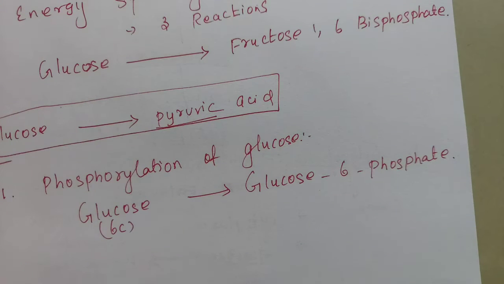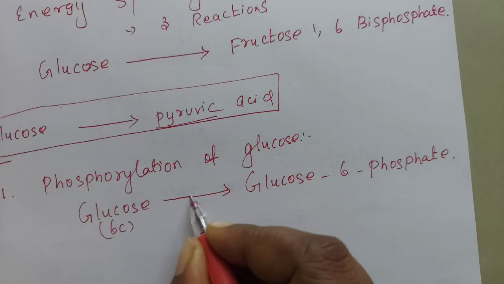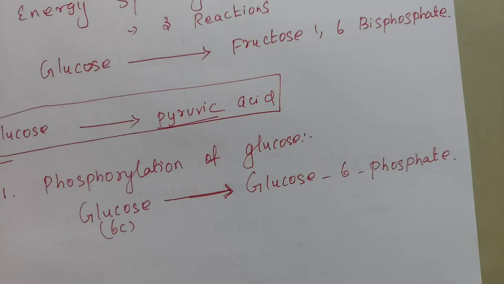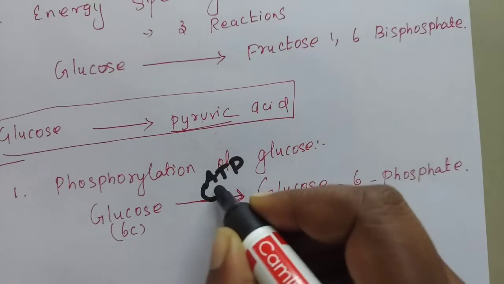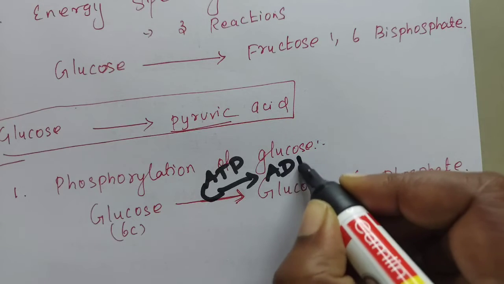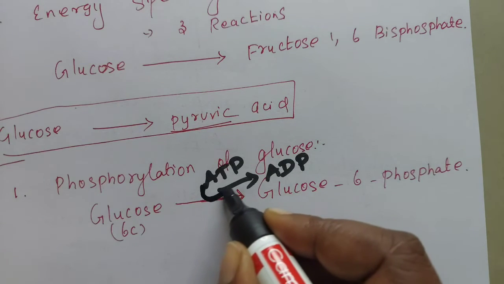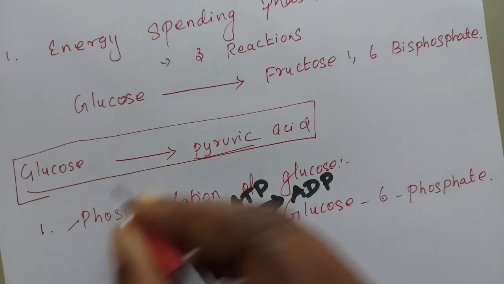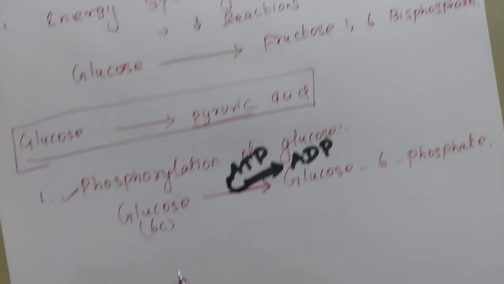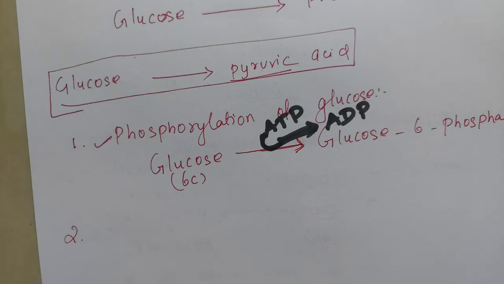Addition of one phosphate group you can find here. So when the conversion happens from glucose to glucose 6-phosphate, you can find there is a consumption of energy. So what happens here? One molecule of ATP gets converted and it produces ADP. So the conversion of ATP into ADP occurs here in the first step. That is why we call the phase the energy spending phase. So ATP is consumed. The first reaction, of the three, is over. Now moving to the second reaction.